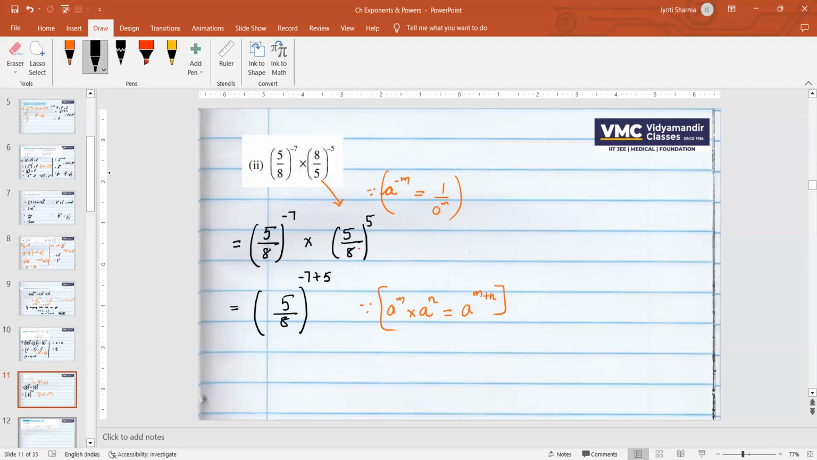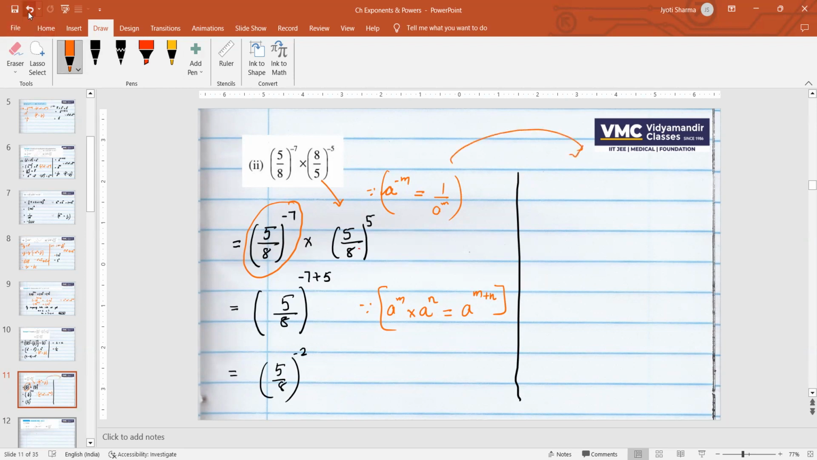After this, it will be equal to 5 upon 8 whole raised to the power minus 2. It should be a keen observation that here I should have applied it earlier. If I would have done it, my question would have ended here and the power would have come 8 by 5 raised to the power 2. Because I have changed this one, so I need to apply this here again.